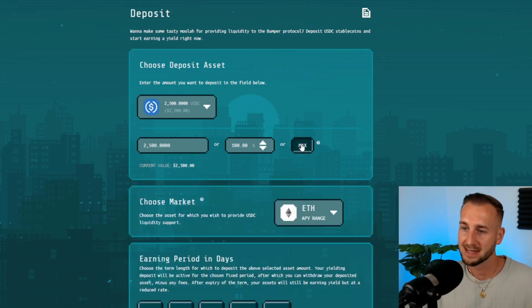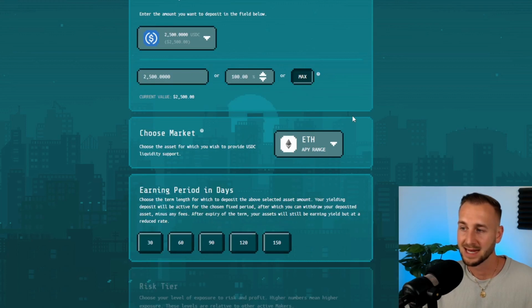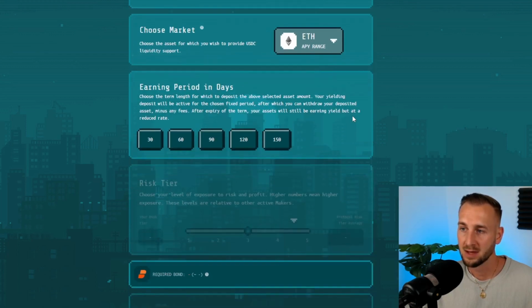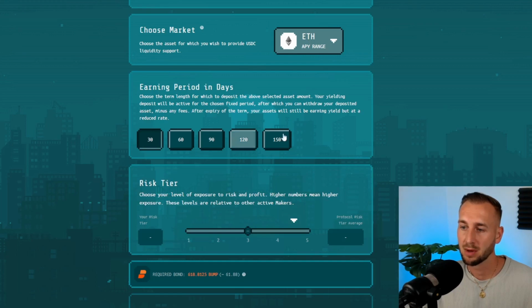So I'm going to click on max here. We got 2,500 in stables. Choose the market, it's ETH and ETH only at this point in time, but I do believe they will have more assets coming online as time progresses. Then we have the duration to actually select. We're going to just go for a quick 30-day policy here.